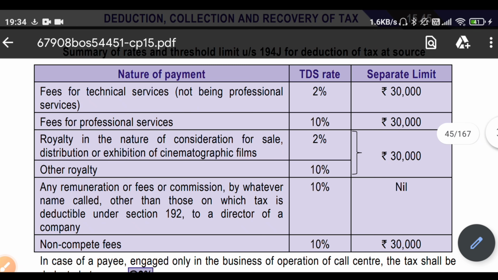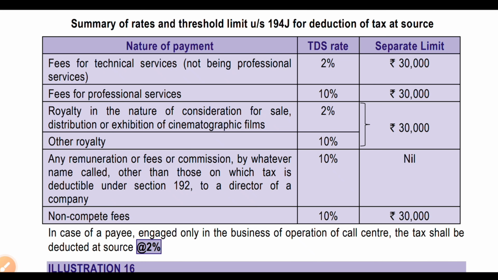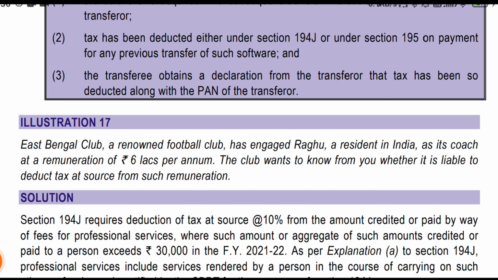So there are 1, 2, 3, 4, 5 kinds of services in 194J. First is technical service, second is professional service, third is royalty, fourth is for directors. For directors there is no limit of 30,000, right? From the starting rupee they have to deduct TDS, and for non-compete fees there is a limit of 30,000 separately. Okay, so there are 5 kinds of services in 194J.